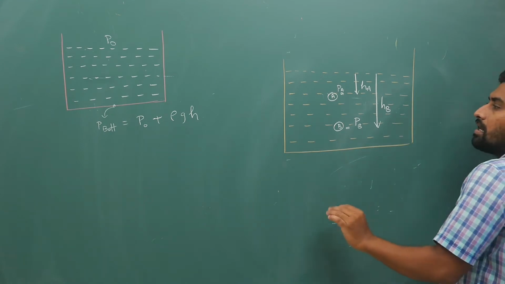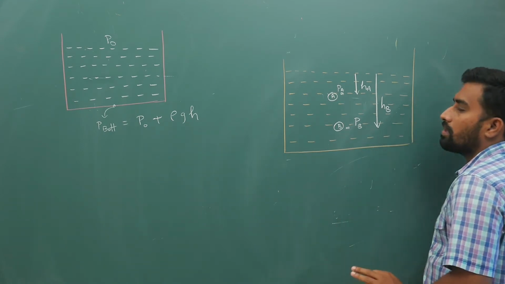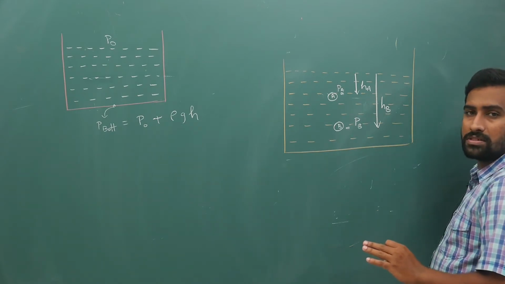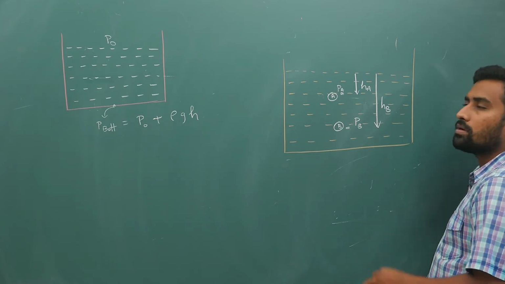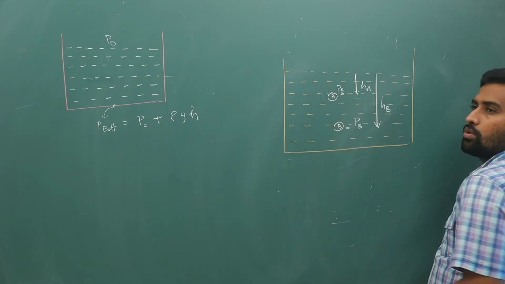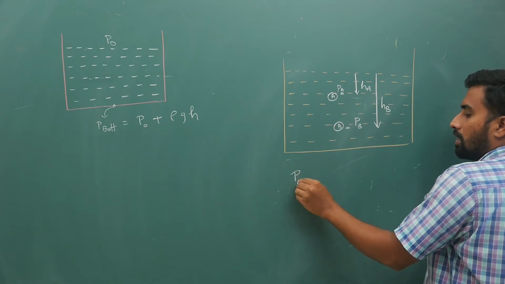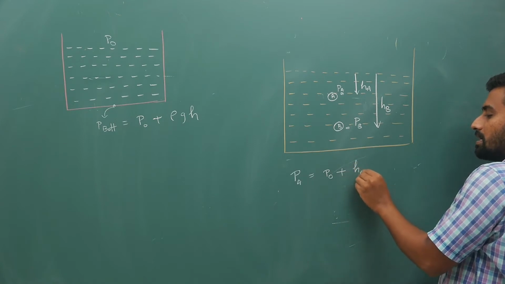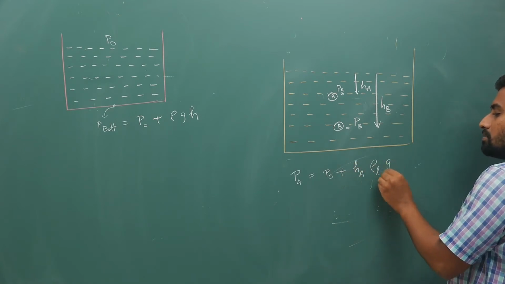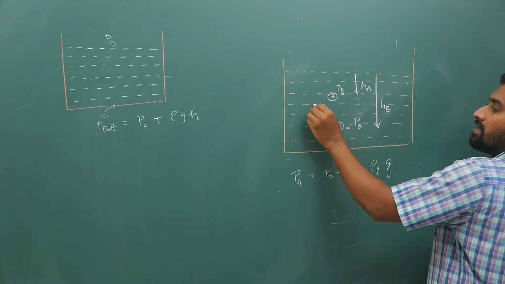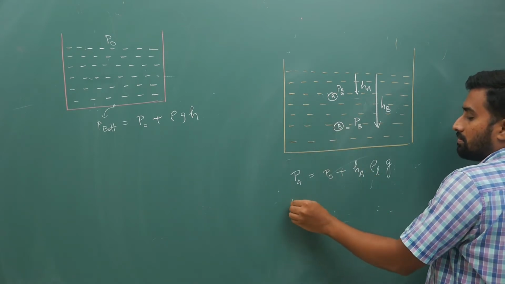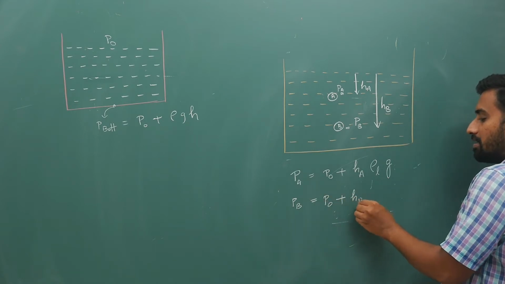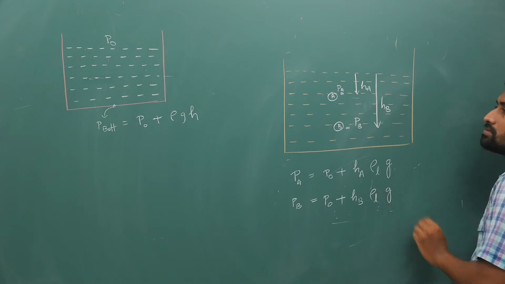There are many things I want you to focus on, but first and foremost, in the starting part of the chapter you must know how to calculate pressure. This end is open, so if you want the pressure at A, you can write it as P0 plus HA into rho of liquid into G. Here rho of liquid is the density of the liquid. Similarly, the pressure at B is P0 plus HB into rho of liquid into G.